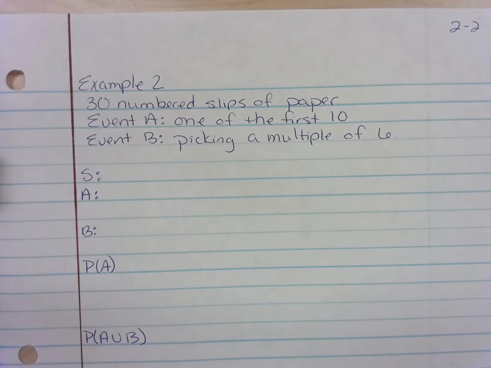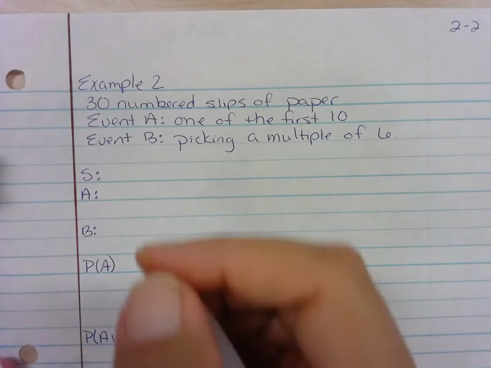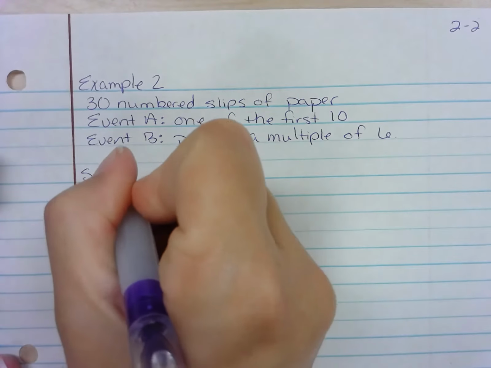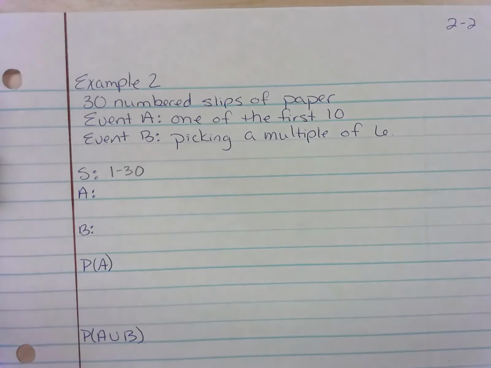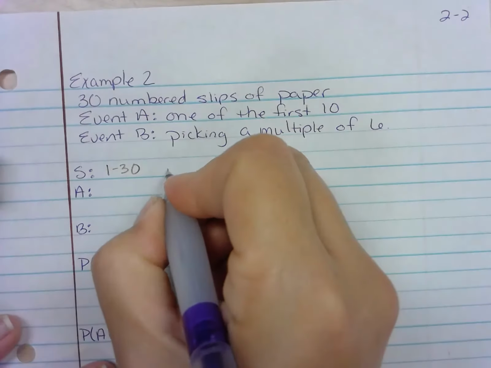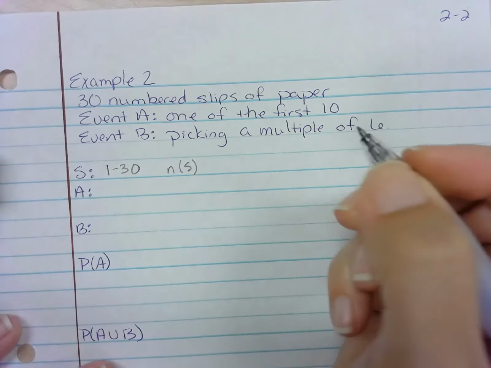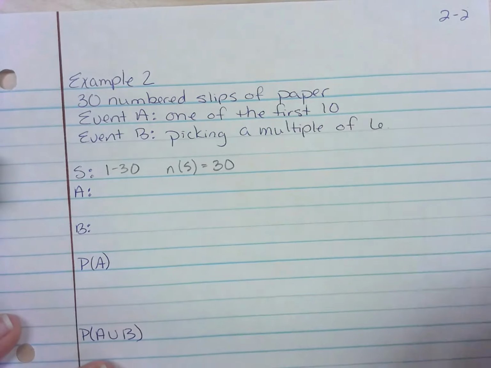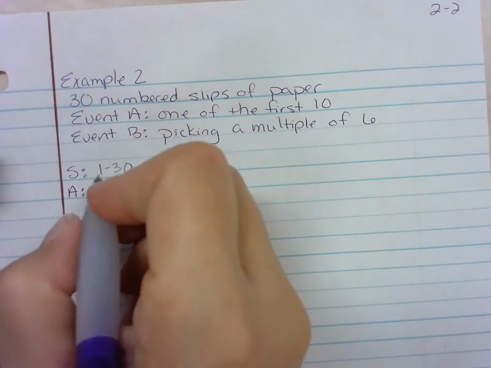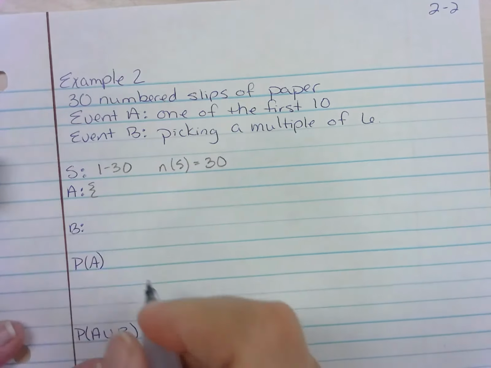The problem tells us that the numbers 1 through 30 were written on slips of paper. We don't want to make our lives more complicated, so we're not going to write out in set notation all of those numbers. We know from 1 to 30 all the numbers in the middle, and we know that the number of elements in the sample space is 30. But we do want to organize event A and event B.